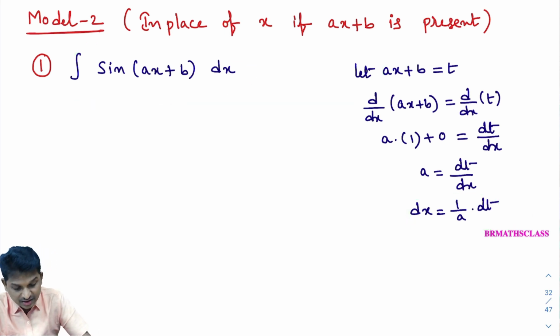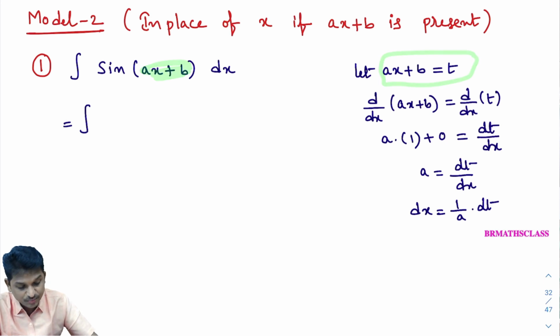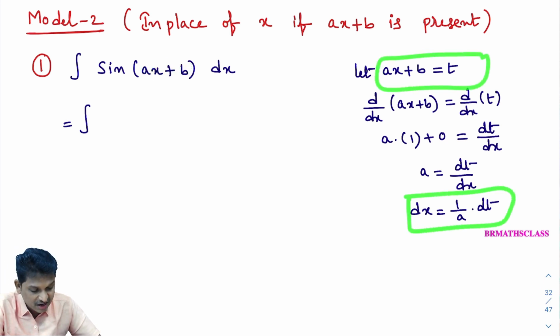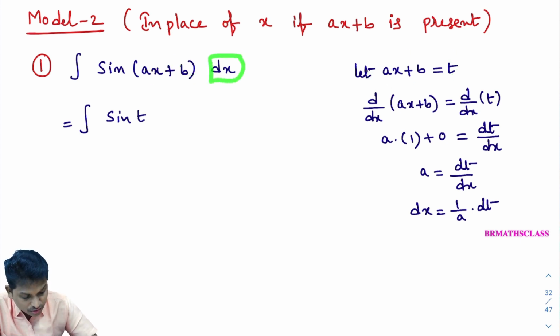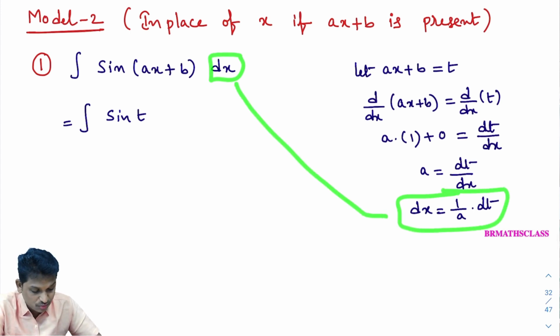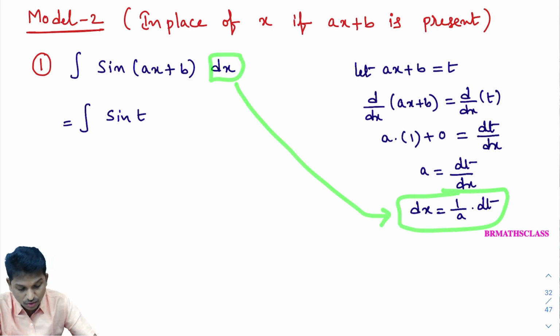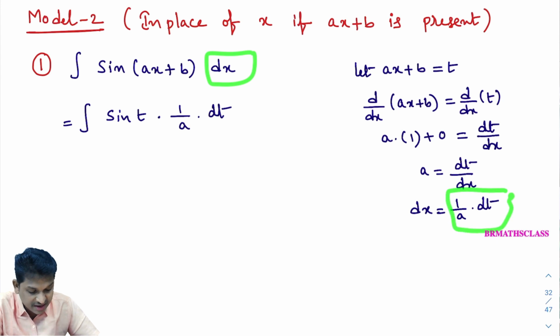So the first one equals the integral of, look here, ax plus b, which I took as t. What I am doing here is substituting this in the question. Integral of, what is ax plus b? ax plus b is t. Integral of sine t into dx. Look here, what is dx? dx is 1 by a into dt. So in place of dx, I'll write 1 by a into dt.